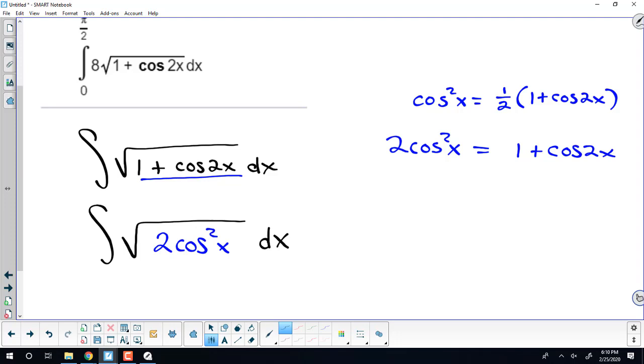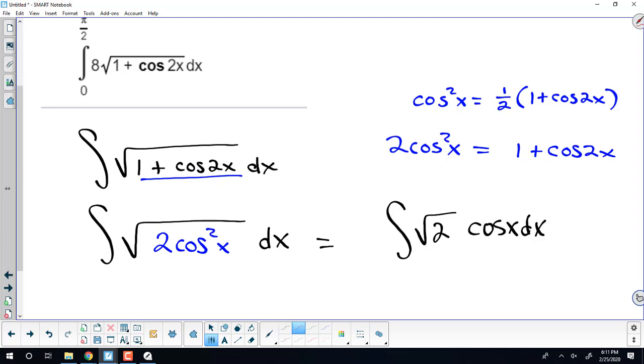Between 0 and pi over 2, what can we say about cosine when x is in between 0 and pi over 2? Cosine's positive, right? So we're not going to worry that the square root of cosine squared is the absolute value of cosine. Technically it is, but we don't need the absolute value because from 0 to pi over 2, we know cosine's always positive. So this just turns into constant root 2 times cosine. Yeah, I can handle it from there.